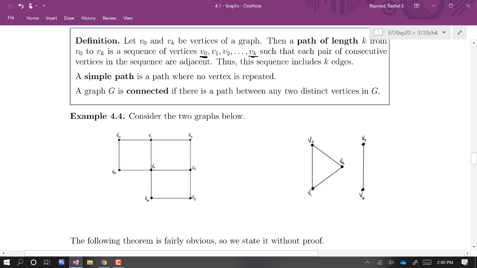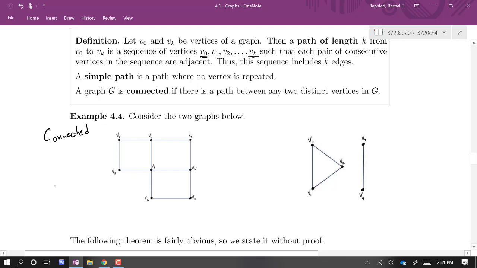A simple path is one where no vertex is repeated. And then we say that a graph is connected if there's a path between any two distinct vertices. So we have a couple of graphs here. Let's focus on the one on the left first. We'll note that this graph on the left is connected. For all my vertices from v0 up to v7, I can get from any vertex to any other vertex by traversing the edges. There's enough edges there to get me there.